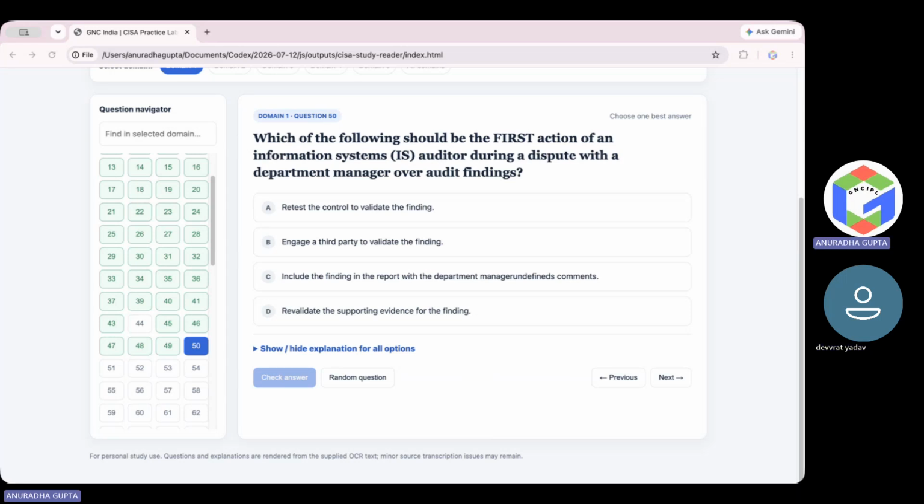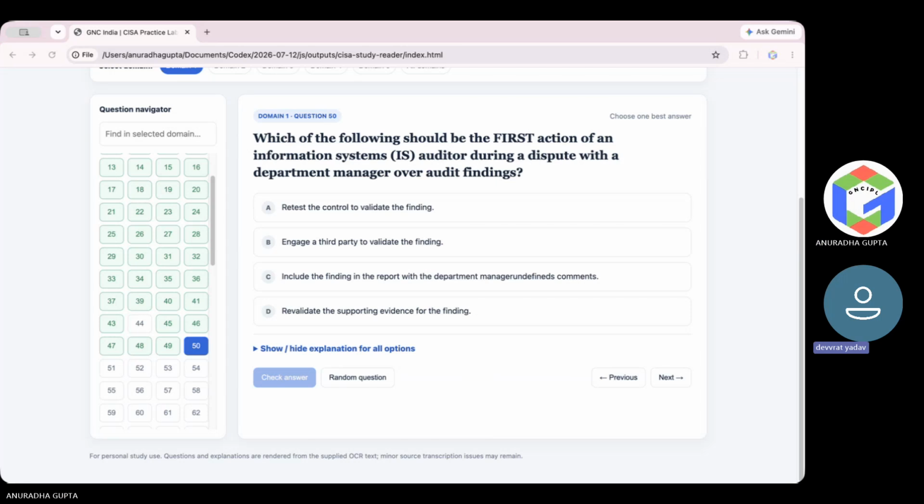Then include the finding in the report with the department manager's comments. Okay. And then revalidate the supporting evidence for the finding. That we already did. I think C. We should select C.